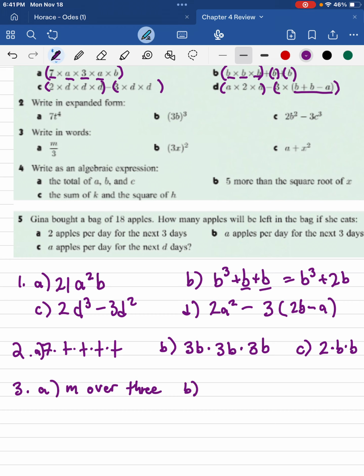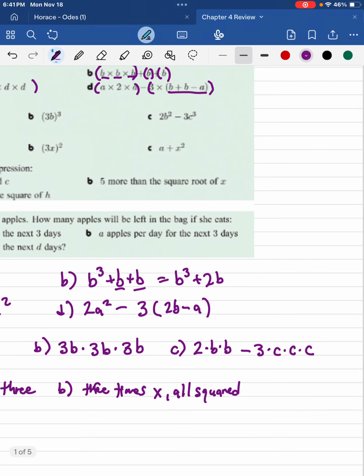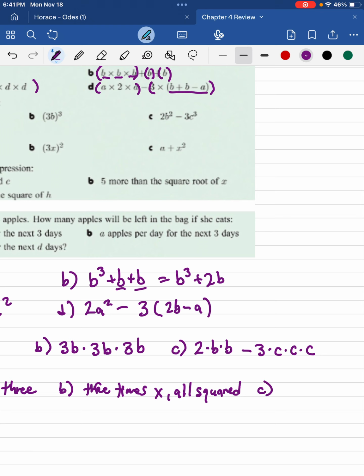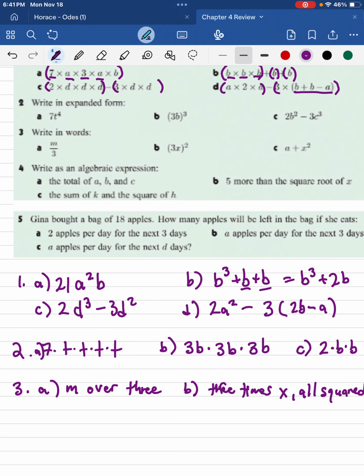I'm going to say 3 times x. I'm going to put all squared to indicate that the 3 is also part of that squared. And c, I'm going to say, is the sum of a and x squared. Notice I don't use all squared because the only thing that's being squared is that x.